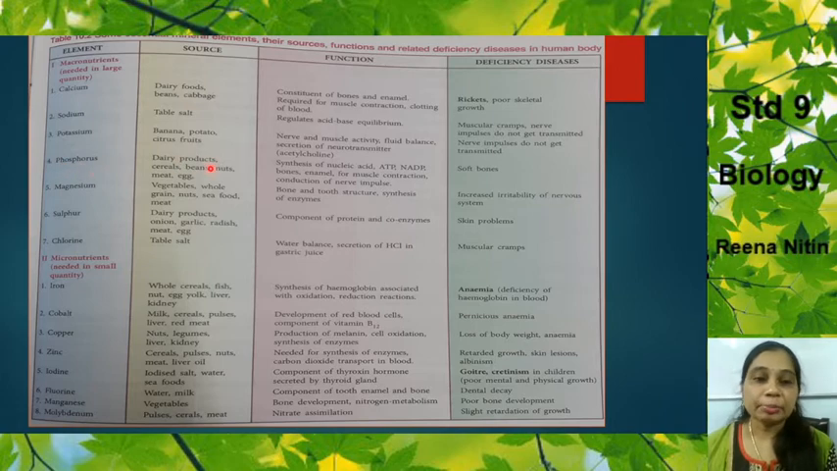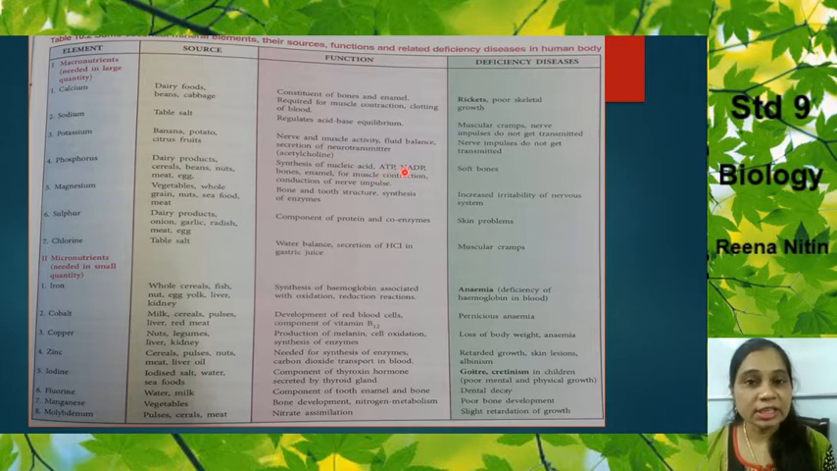Phosphorus: dairy products, cereals, beans, nuts, meat, and egg. What are the functions? Synthesis of nucleic acid, ATP, NADP. All these are involved in cellular respiration. It is also needed for bones and enamel, for muscle contraction, and conduction of nerve impulses again, and its deficiency leads to soft bones.